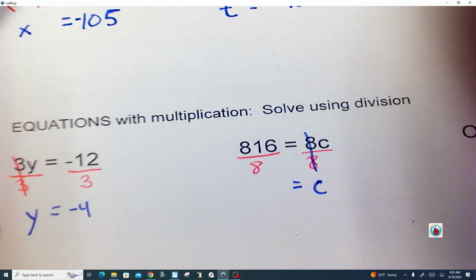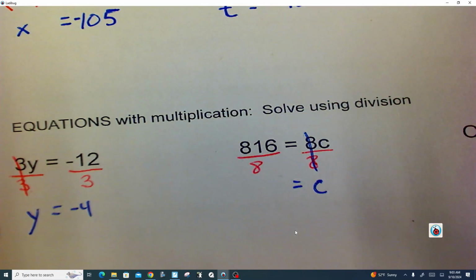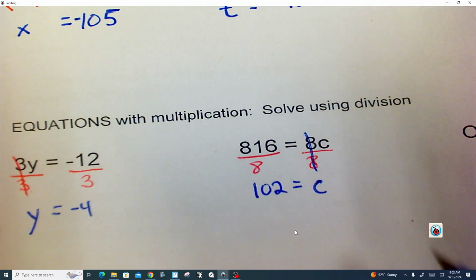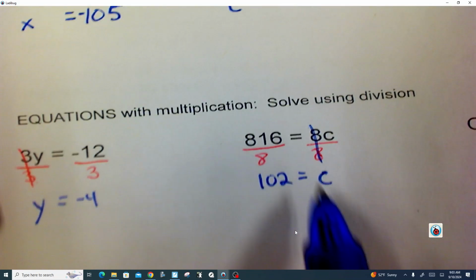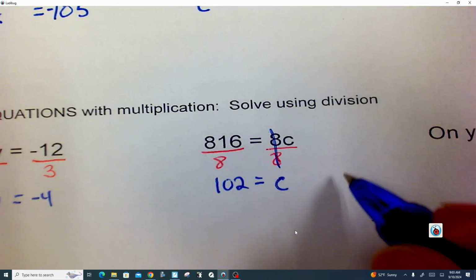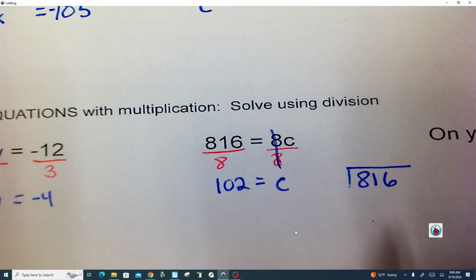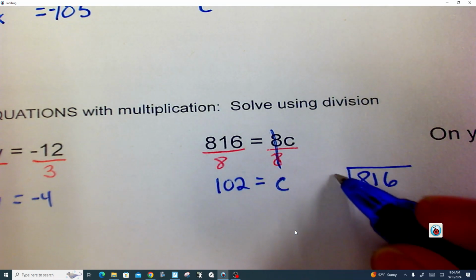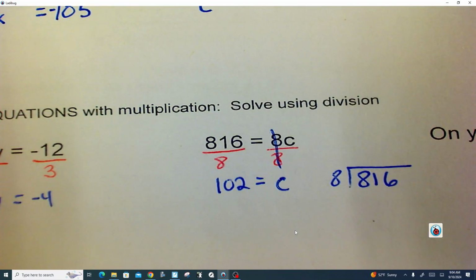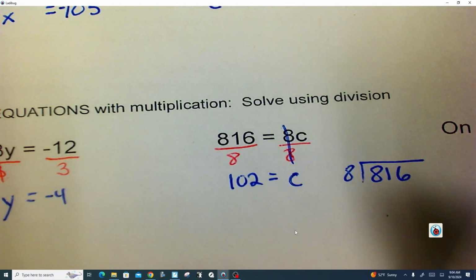And thankfully, some of you are able to be like, hey, it's 102, Mr. Tate. But a few of you I know are sitting here going, there is no way. Do you remember this back in grade school? If you need to, put the 816 inside the division box, put the 8 on the outside, and then you just start working your way across.